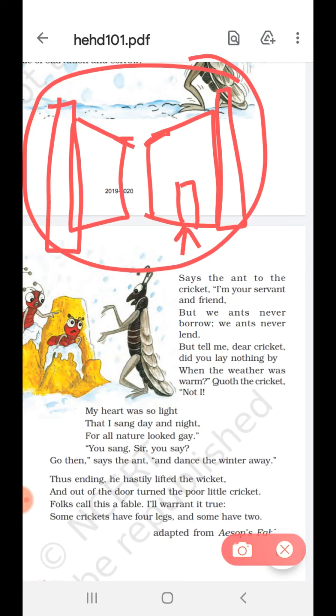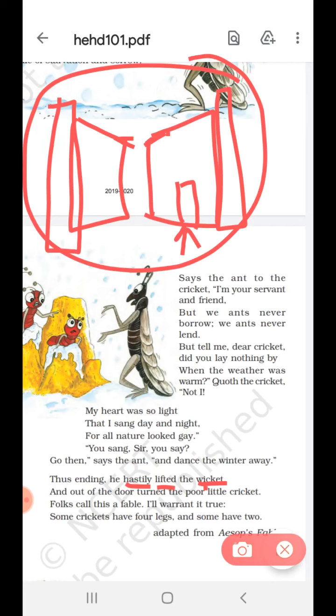Clear? Okay. So the ant, what did it do? He hastily lifted the wicket. So hastily lifting the wicket means that now it is your time to go. That means the ant is telling the cricket to go away.